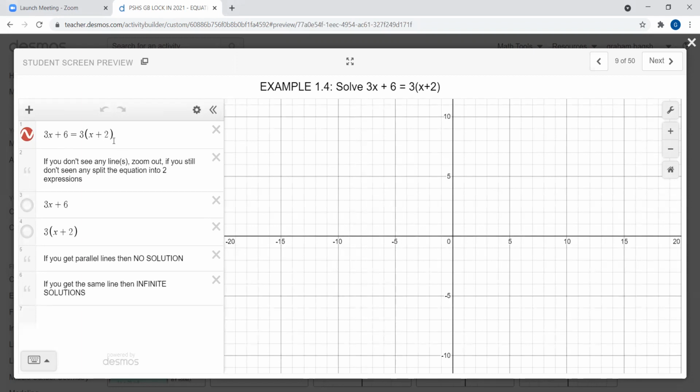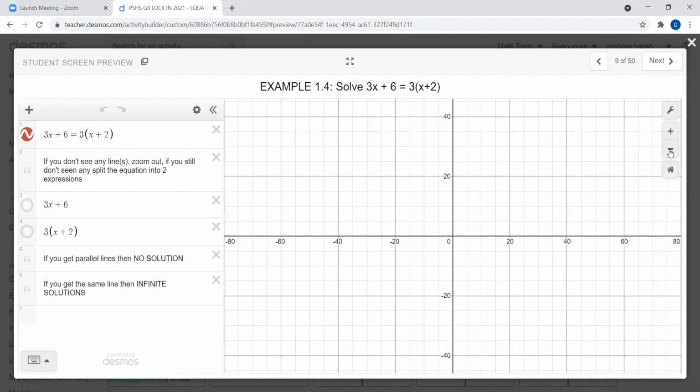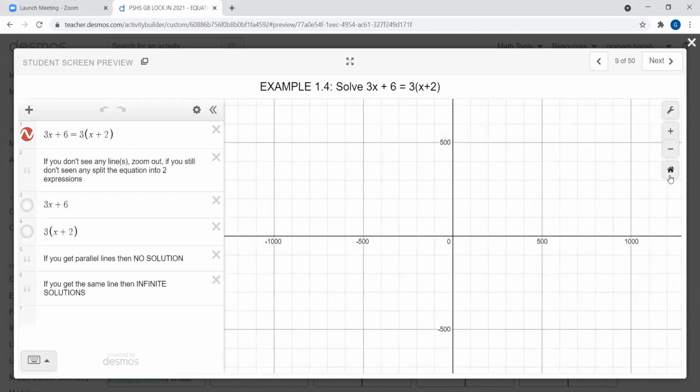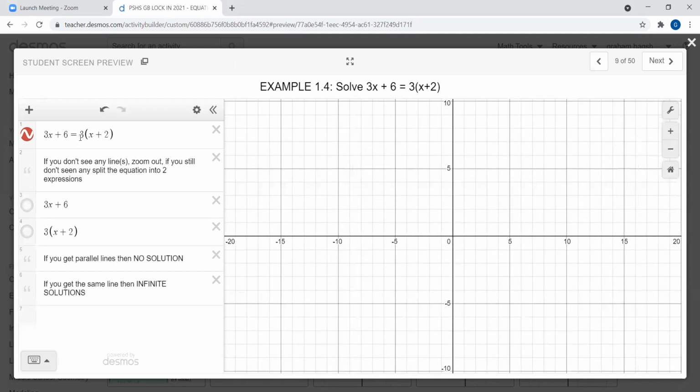So 3x plus 6 equals 3 parentheses x plus 2. You can zoom out. You're not going to see anything because it's one of those special cases. Hopefully you can see here 3 times x is 3x and 3 times 2 is 6. So these are actually identical. Sometimes it won't be as obvious as that.